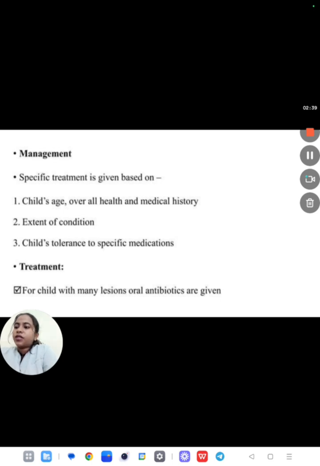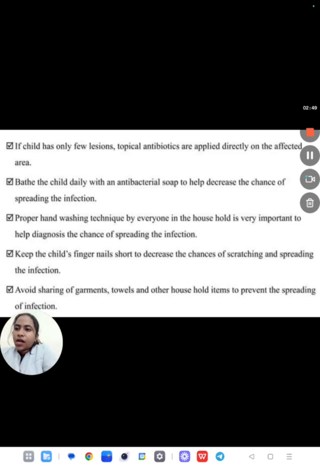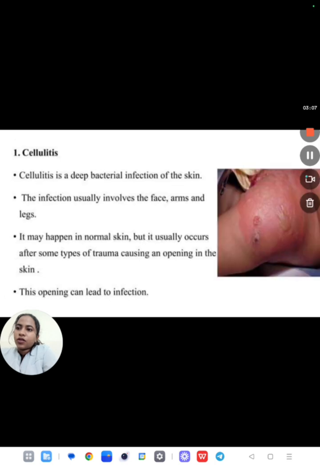Management: specific treatment is given based on the child's age, condition and tolerance to the specific medications. For the treatment, we can give oral antibiotics if the child has only a few lesions. Topical antibiotics are directly applied on the affected areas. Bathing is needed with an antibacterial soap. Hand wash technique is needed. Then the fingernails should be short. Avoid sharing garments to prevent the spread of infection.